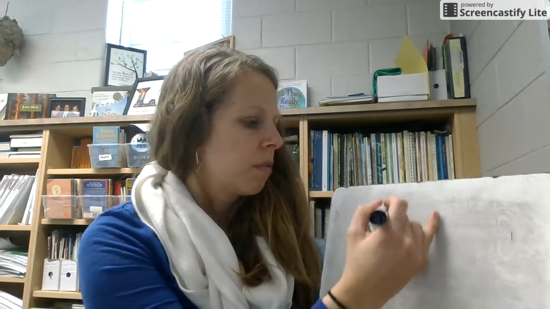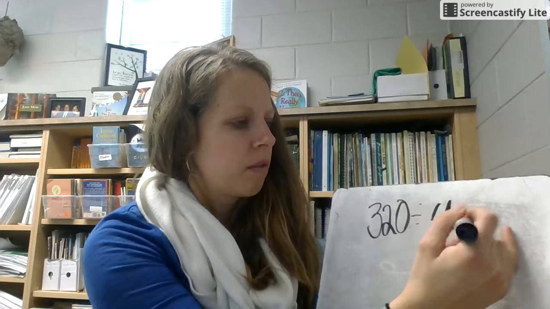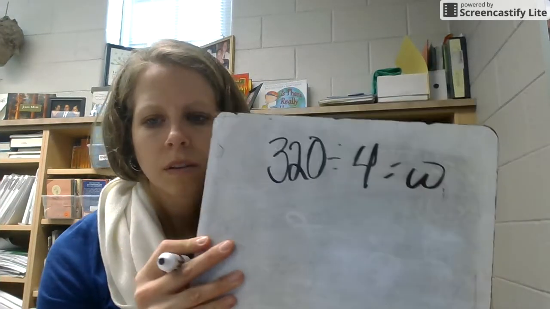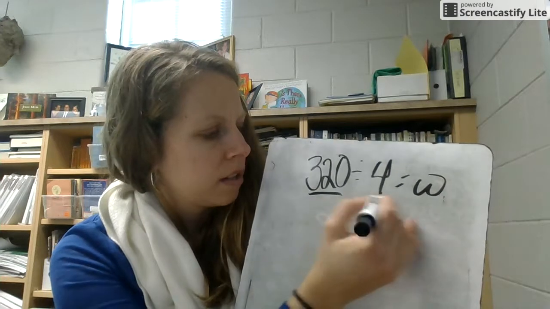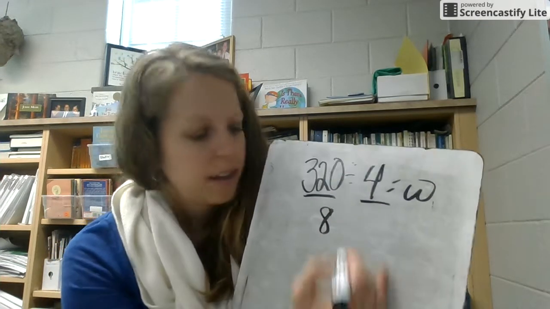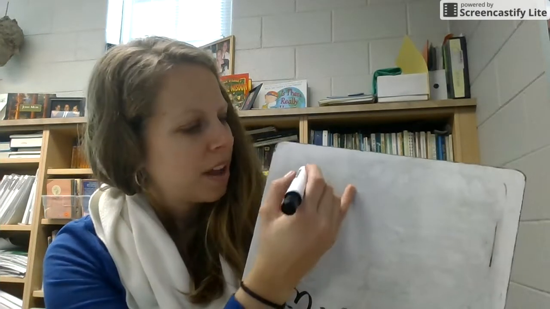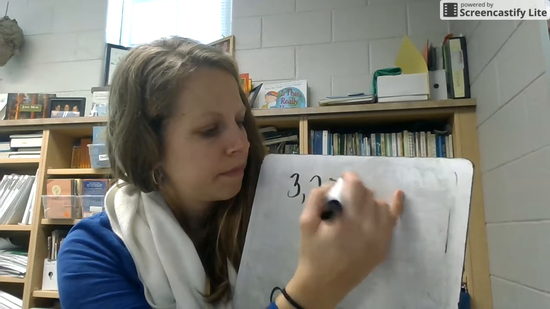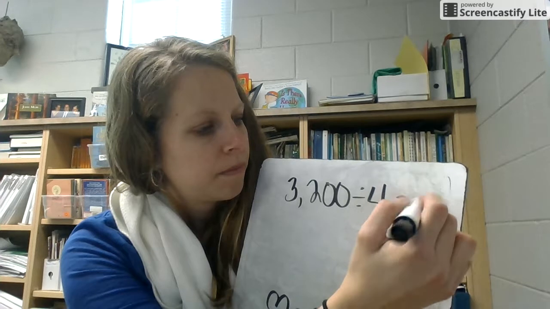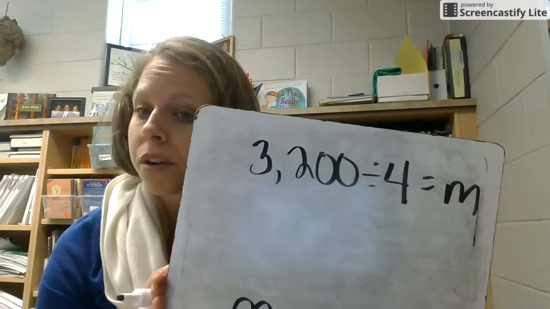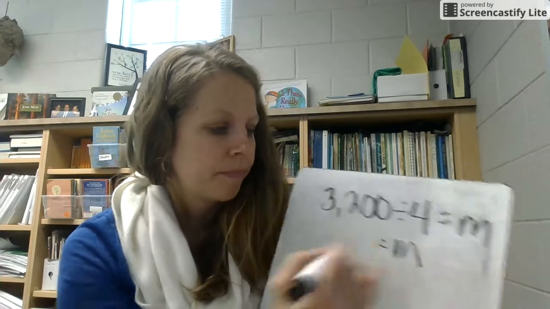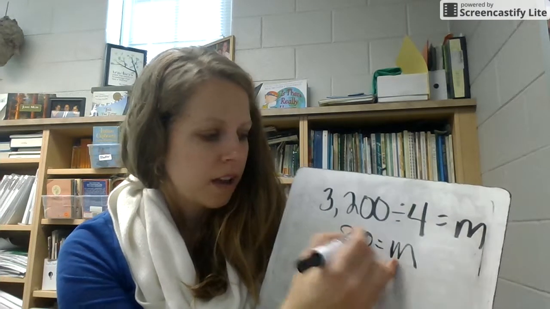Okay? Let's try another one. How about 320 divided by 4 equals W. Basic fact, 32 divided by 4, we're talking 8. Real answer, 80. Try this one, smarter pants. 3,200 divided by 4 equals M. What does M equal? It should equal 800.